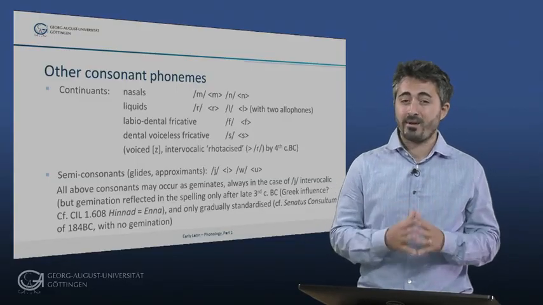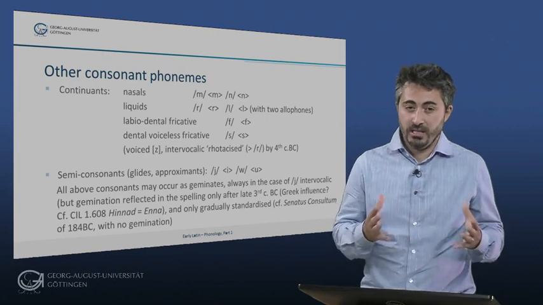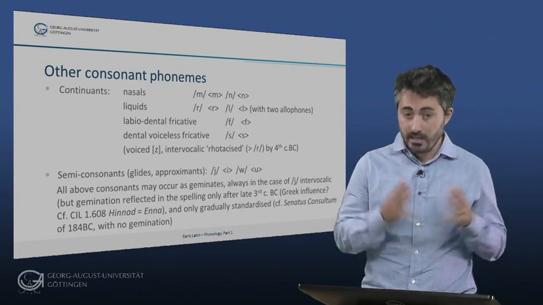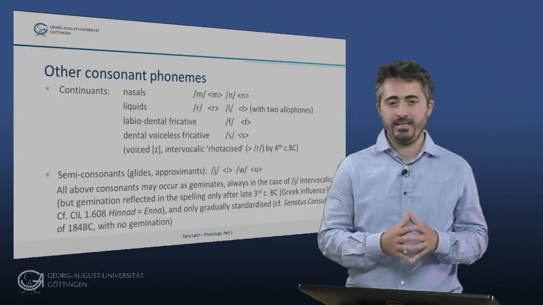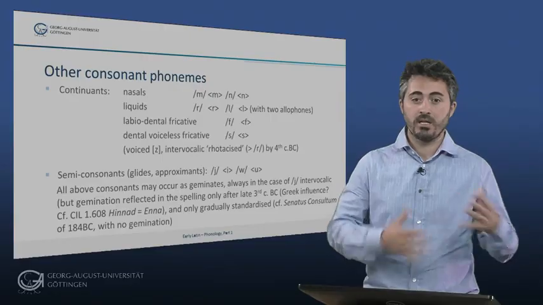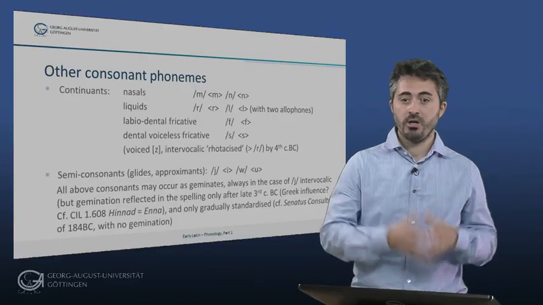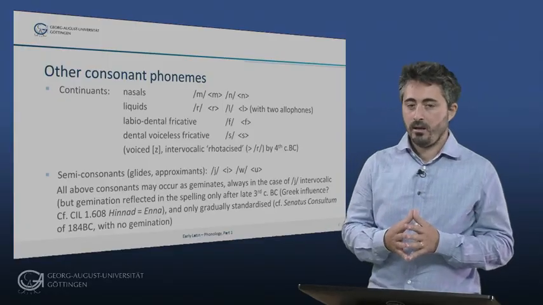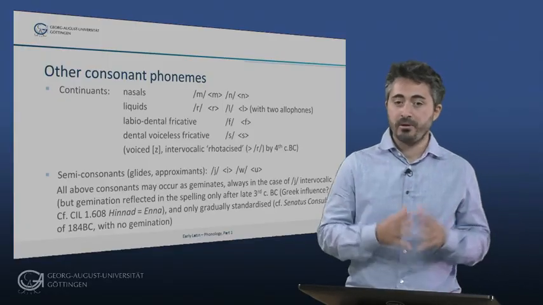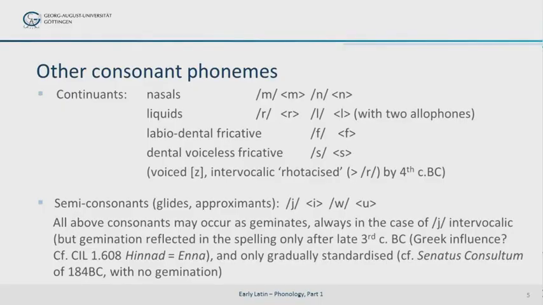There was an intervocalic voiced sibilant Z, which can be reconstructed in the early stages of Latin, but it disappeared by the early 4th century BC by the phenomenon which is known as rhotacism, according to which all intervocalic S became R. Early Latin also had two important semiconsonants, Y, spelled as I, and W, spelled as U.